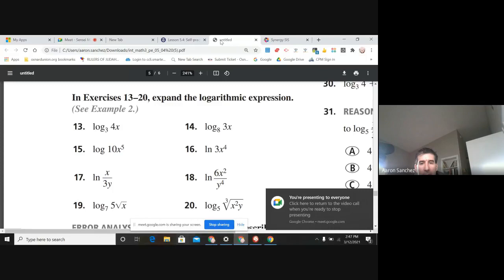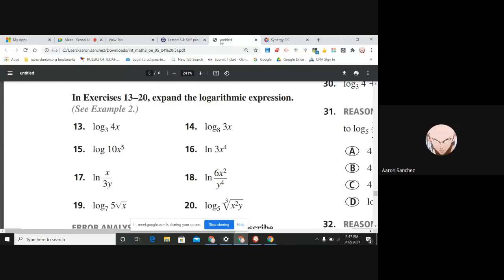Okay, 19. Okay, so now I've got a couple of rules here. Log base 7 of 5 times x square root of x.